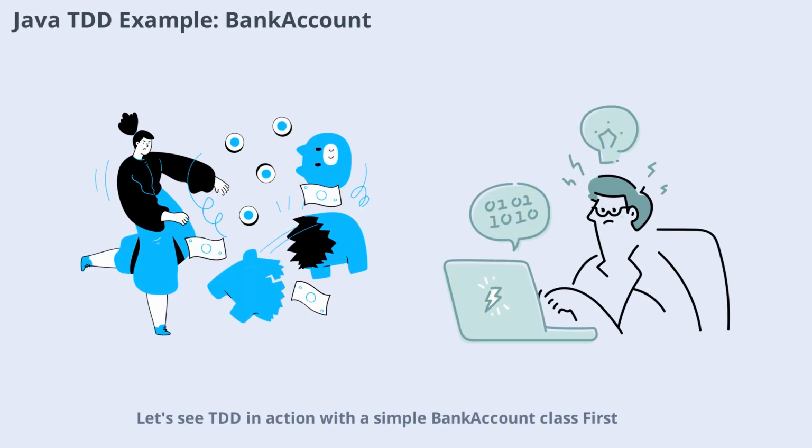See TDD in action with a simple BankAccount class. First, Claude writes a failing test for withdrawing more than the balance. Next, only the minimum code needed to pass the test is implemented. Finally, the code is refactored to handle edge cases and validation. This disciplined approach prevents skipping tests and ensures robust, maintainable code. In Java, this means your service classes, repositories, and controllers are always covered by tests, reducing bugs and making future changes safer.